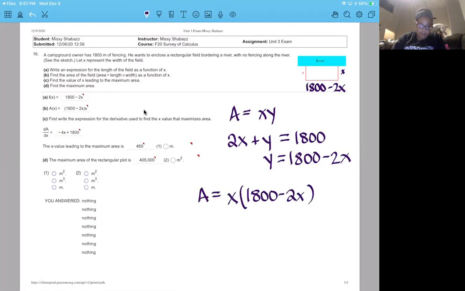All right, part C says, first write the expression for the derivative used to find the value that maximizes the area. So let's first go ahead and distribute this x. Now let's take the derivative, A prime of x, which is the same thing as dA/dx.